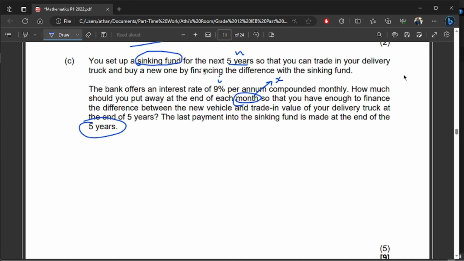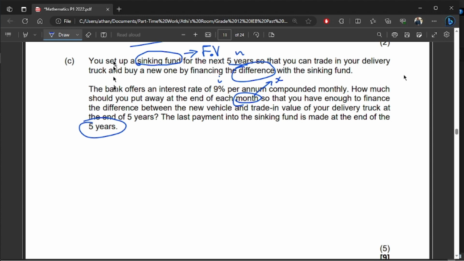Now, you set up a sinking fund, guys. This is gonna be, because you're saving money, when you're saving money, this will be the future value. You set up a sinking fund for the next 5 years so that you trade in your delivery truck and buy a new one by financing the difference with the sinking fund.